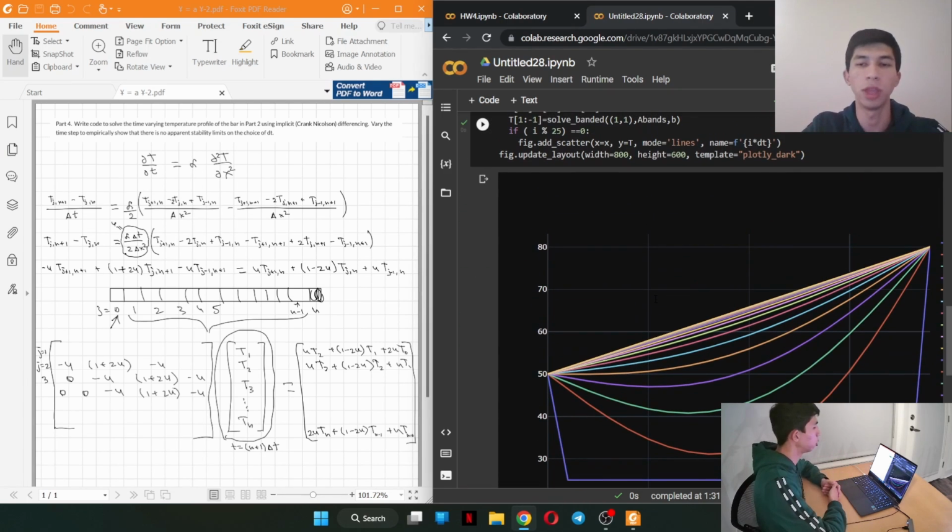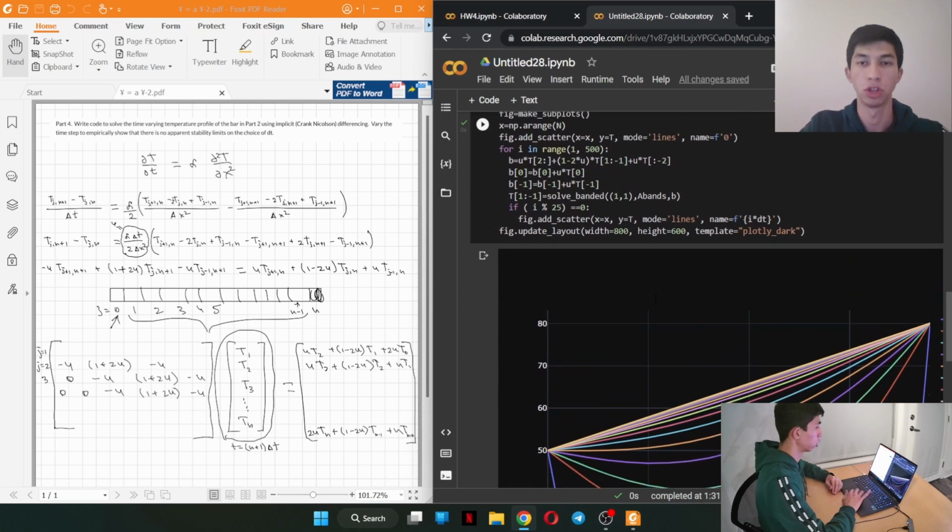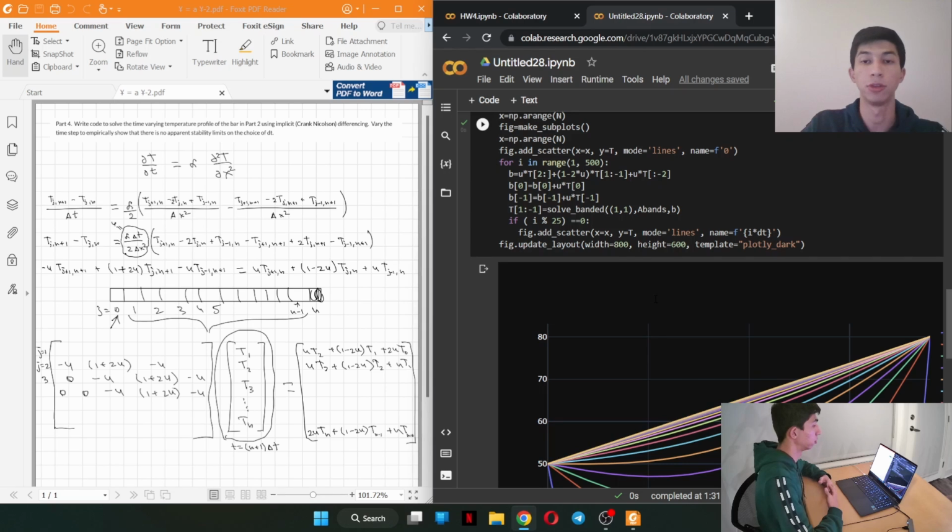So in the next part of the video, we're going to theoretically prove with the von Neumann stability analysis that dt can take any values so that our graph is stable.